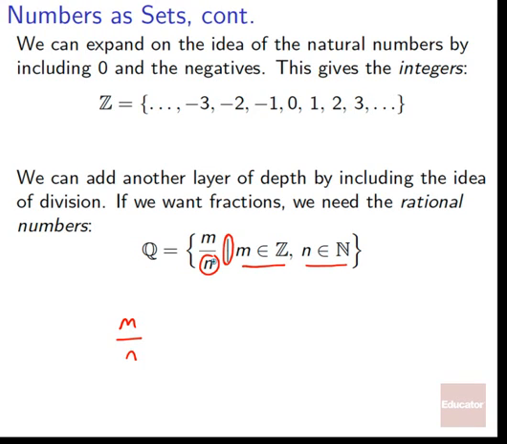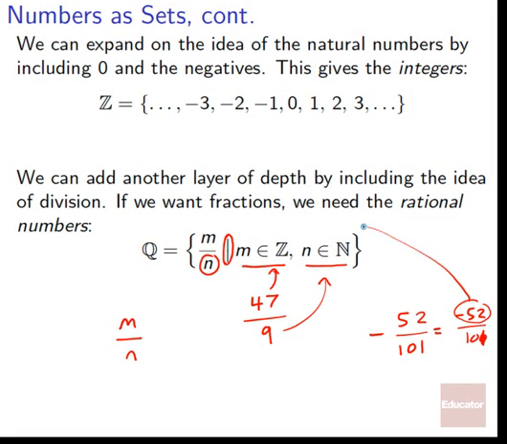So this gives us the ability to have any number up top divided by any whole number that's positive on the bottom, which lets us make any fraction we want to, right? You give me any fraction, like say 47 over 9, and hey, look, we've got 47 belongs to the integers, 9 belongs to the natural numbers. If we want to talk about the fraction negative 52 over 101, sorry, 101, not 100, we've got negative 52, well, that's an integer, and 101, well, that's a natural number. So right there, we've got the rational numbers.